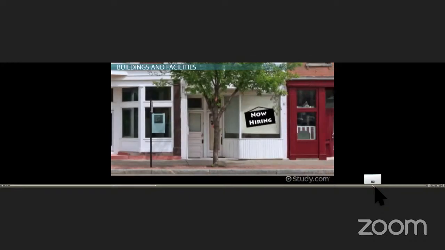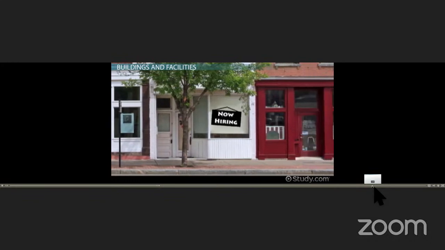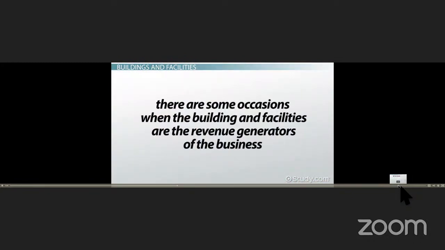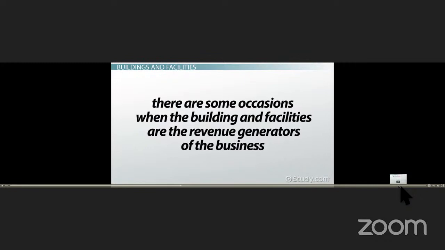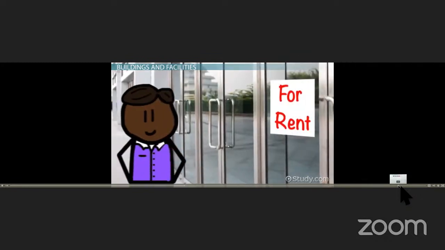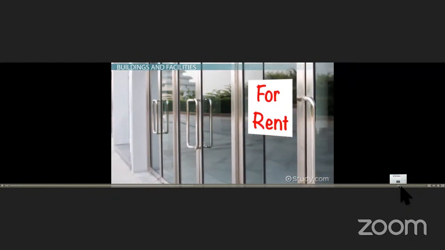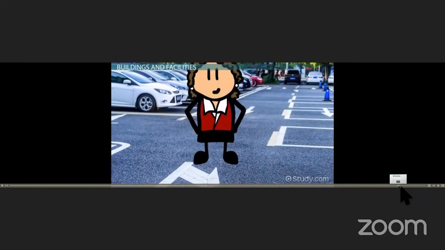The physical building you work in is a part of the physical resources of a company. Whether the space is owned or rented, it is used for the purpose of operating your business. By having this space available, you are able to complete your work. There are some occasions when the building and facilities are the revenue generators of the business. For instance, if you own a conference center and rent space for events and meetings, the building and facility is a physical resource that also earns income. Your dry cleaning company includes a parking lot and a building where the equipment is housed for the purpose of cleaning clothes. The building is a resource where the business is operated.